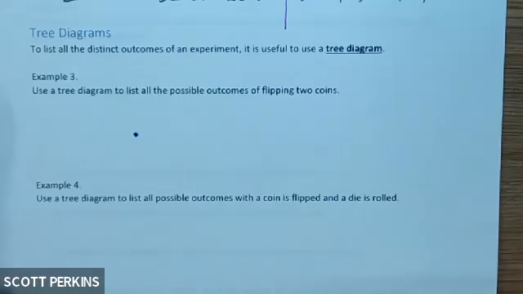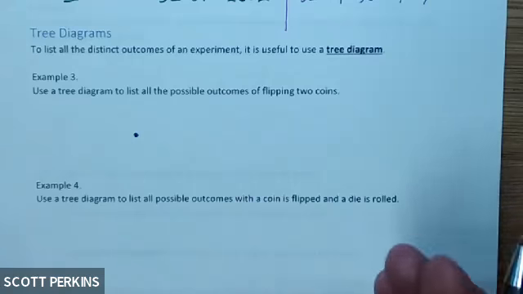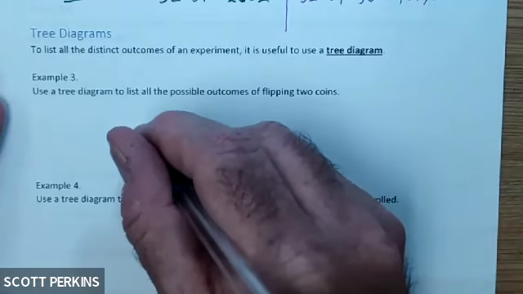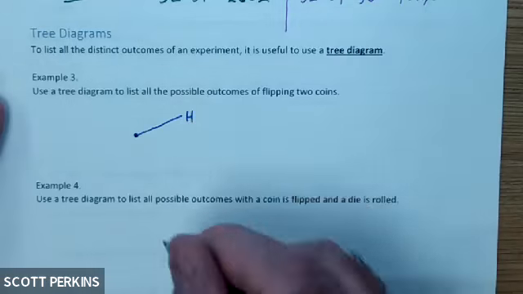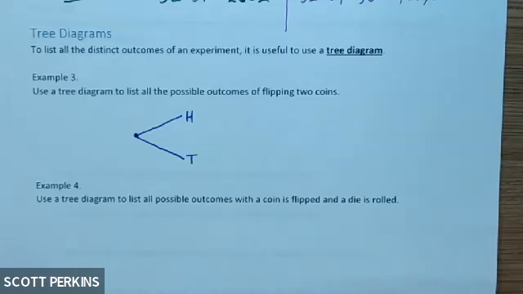And what you do now is for each event, you create a branch. So when I flip the first coin, I can have a heads, H, or I can have a tails, T. So that's my first coin. Those are the possible outcomes that I have. You with me so far? Okay. Now that's not much of a tree. That's like a twig so far. So now what we're going to do is flip the second coin.